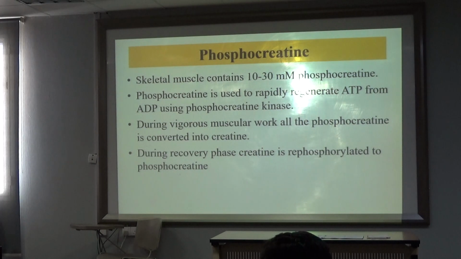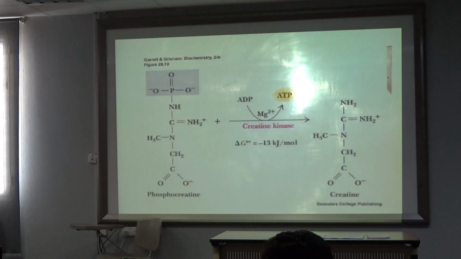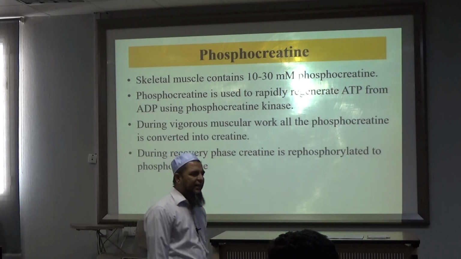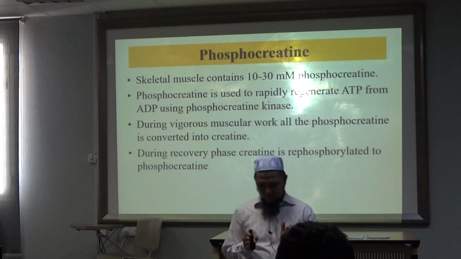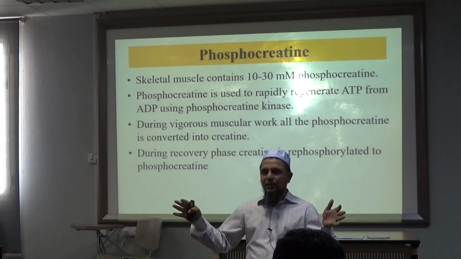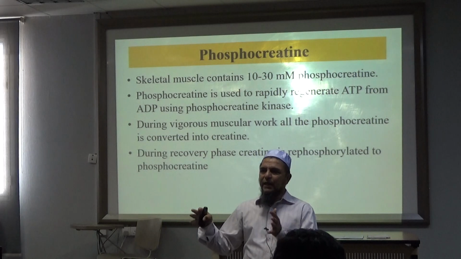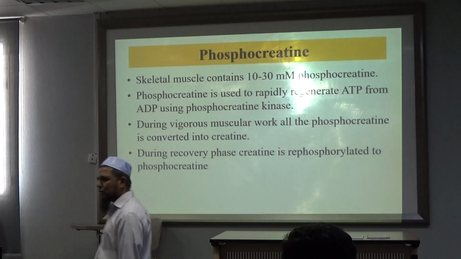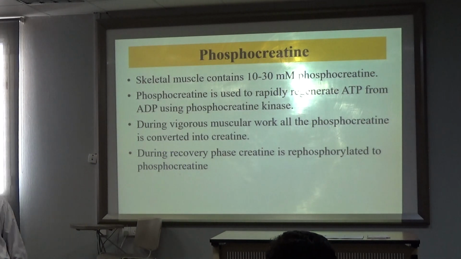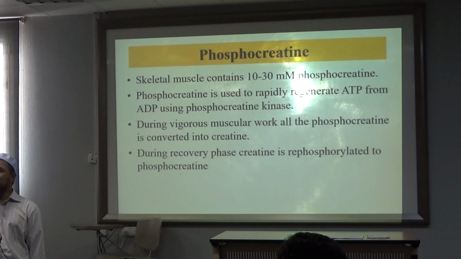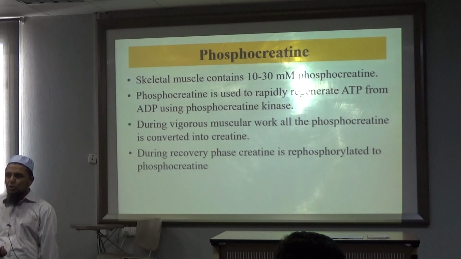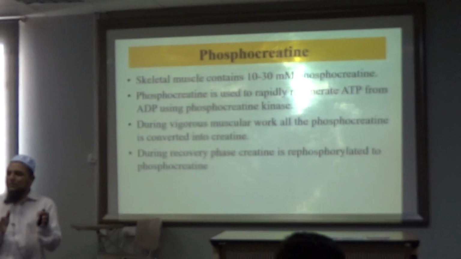Okay, phosphocreatine, the level is about 10 to 30 millimole. If you remember, we discussed earlier that phosphocreatine behaves as a car battery. The bigger car has a bigger engine, but that car has a small battery. When you want to start your car, the initial thrust to start that car is coming from the battery. If you don't have a working battery, you cannot start your car. So that initial thrust of energy is coming from the battery.